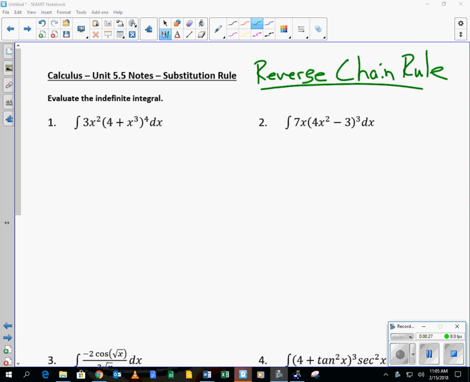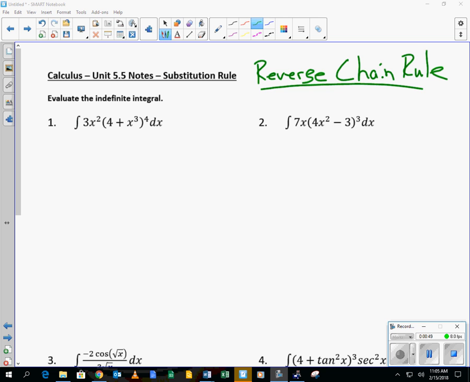Look at this antiderivative. The integral of 3x squared times (4 plus x cubed) to the fourth power dx. That looks a little bit more challenging than the type of problems we've been looking at, doesn't it? But we want to be able to do it. We want to be able to do it well. What's different about it? That's the first one you've got to recognize.